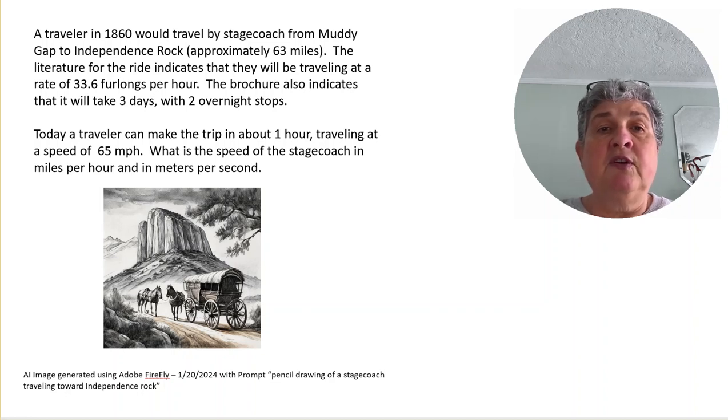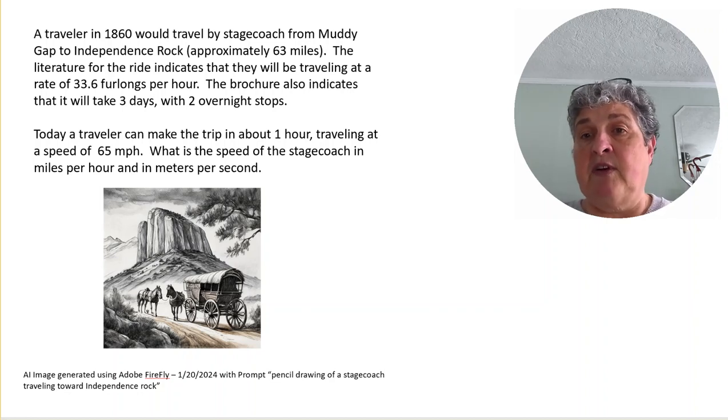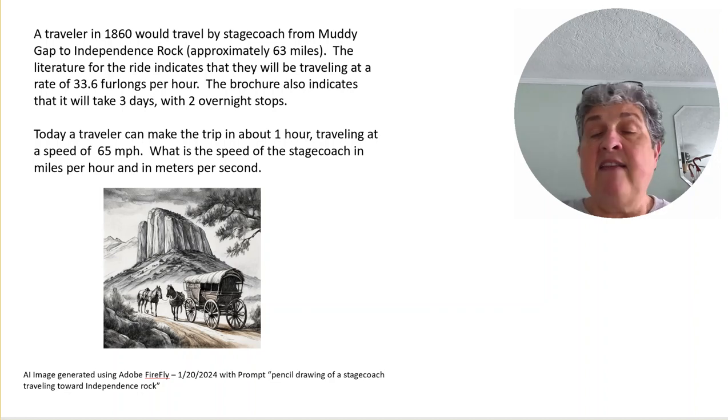The literature for the ride indicates that they will be traveling at a rate of 33.6 furlongs per hour. The brochure also indicates that it will take 3 days with 2 overnight stops. Today, the traveler can make that trip in about an hour, and I've done it, traveling at a speed of about 65 miles per hour.